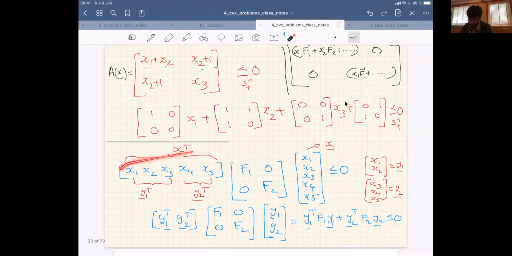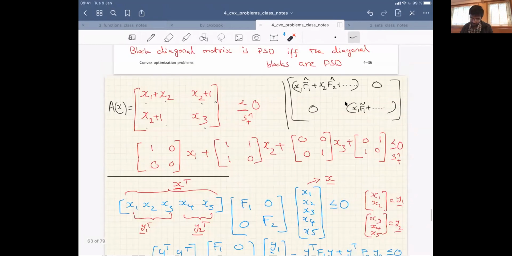Here I'm just showing a proof, or an example, of when you can say a block matrix is PSD or negative semi-definite, and how you can say each block is negative semi-definite. You can read this later.